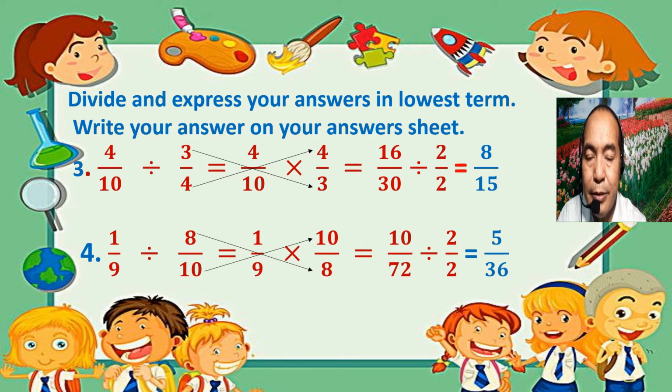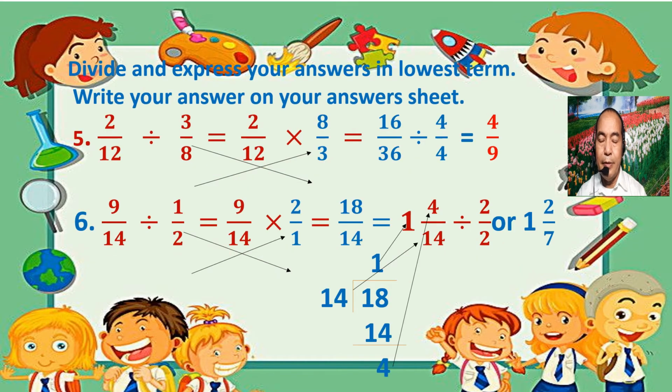So 10 over 72 is not in the lowest term. We will look for their common factor, the GCF of the two numbers. So the factors of 10 are only 2 times 5. 72 has so many factors, but the common factor of them will only be 2. So we will use 2 in reducing the fraction. 10 divided by 2, we have 5. 72 divided by 2, it gives us 36. So the fraction will now become 5 over 36.